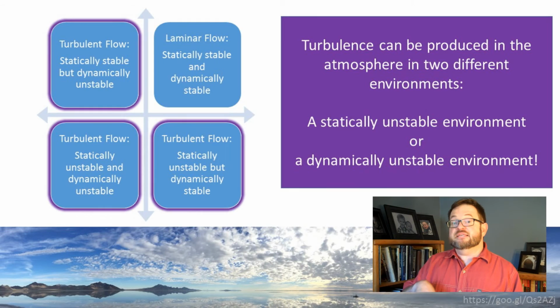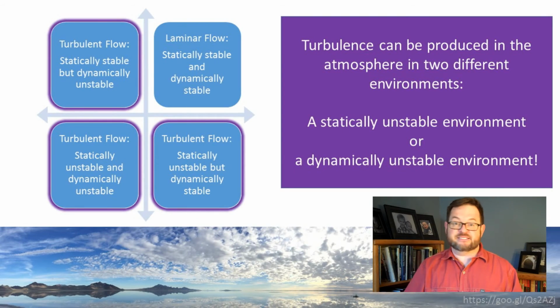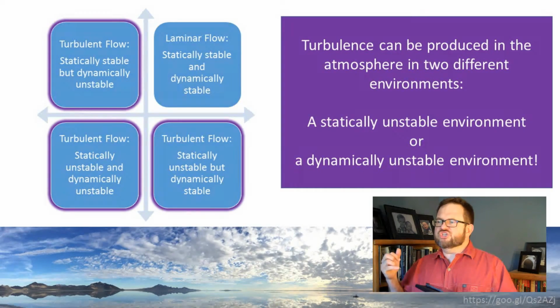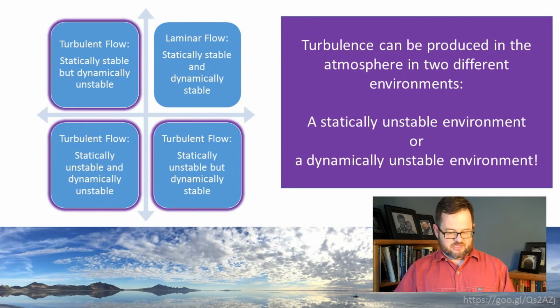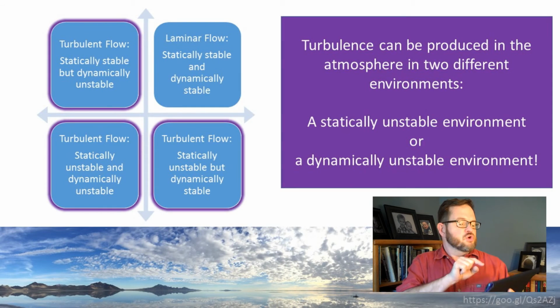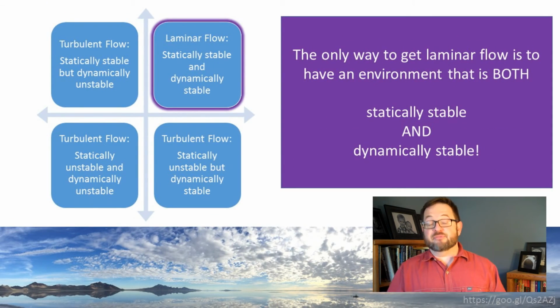Either the flow has to be statically unstable, and thermals are producing the turbulence, because the air parcels are just gladly rising and sinking on their own, or the flow has to be dynamically unstable, where the Richardson number is small, the wind shear is more than enough to overcome whatever static stability there is, and we produce the turbulence despite the static stability. So in 3 of these combinations, the ones in which it's either statically or dynamically unstable, we get turbulent flow. That means there's only one possibility where we get laminar flow.